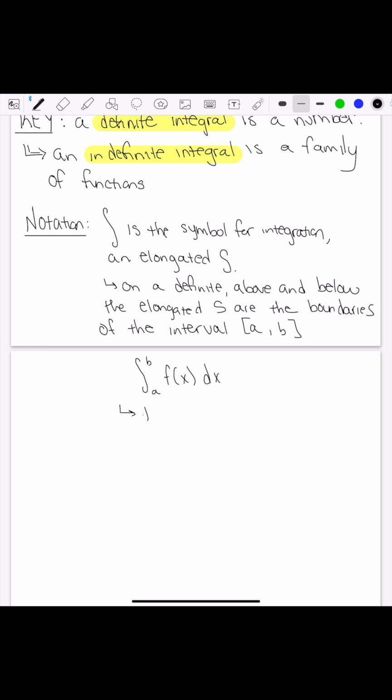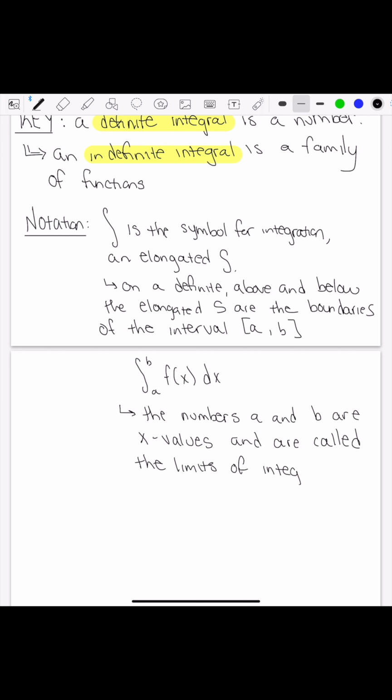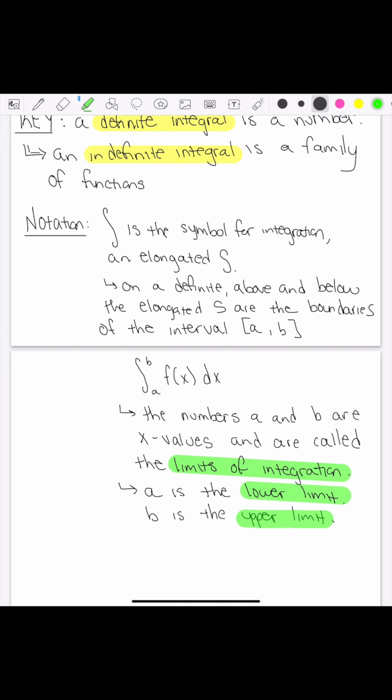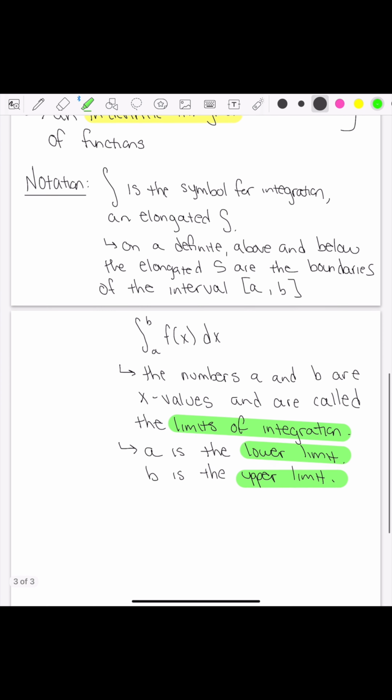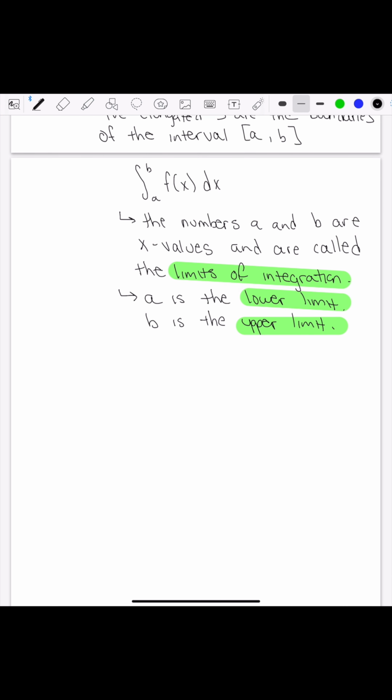And then the numbers a and b, I mentioned this briefly in the first video, those are our x values. Those are always the bounds of our x values, and they're called the limits of integration. So a is the lower limit, and b is the upper limit. Okay, so these are all vocabulary words: limits of integration, lower limit, upper limit. All right.